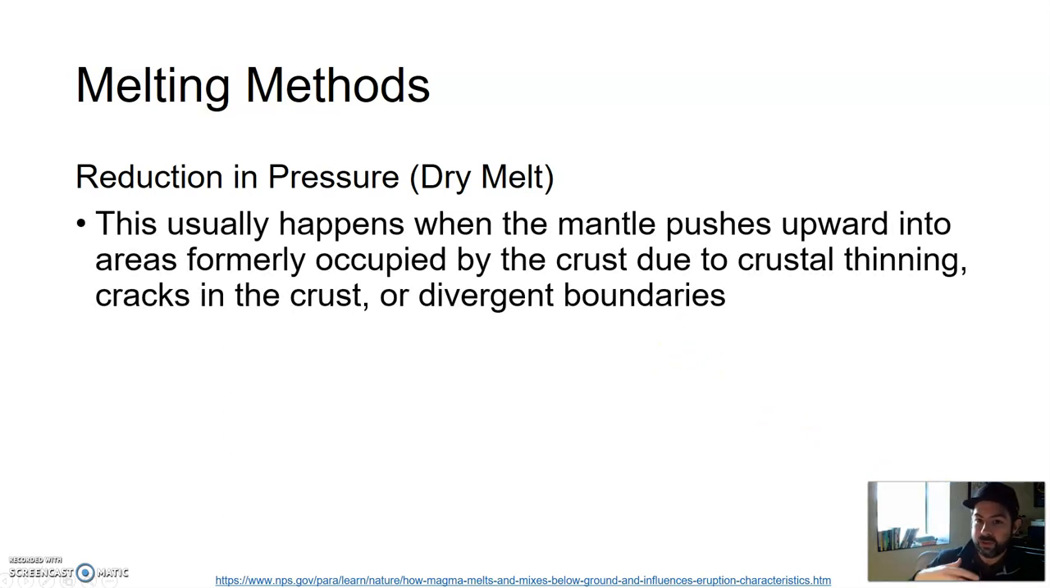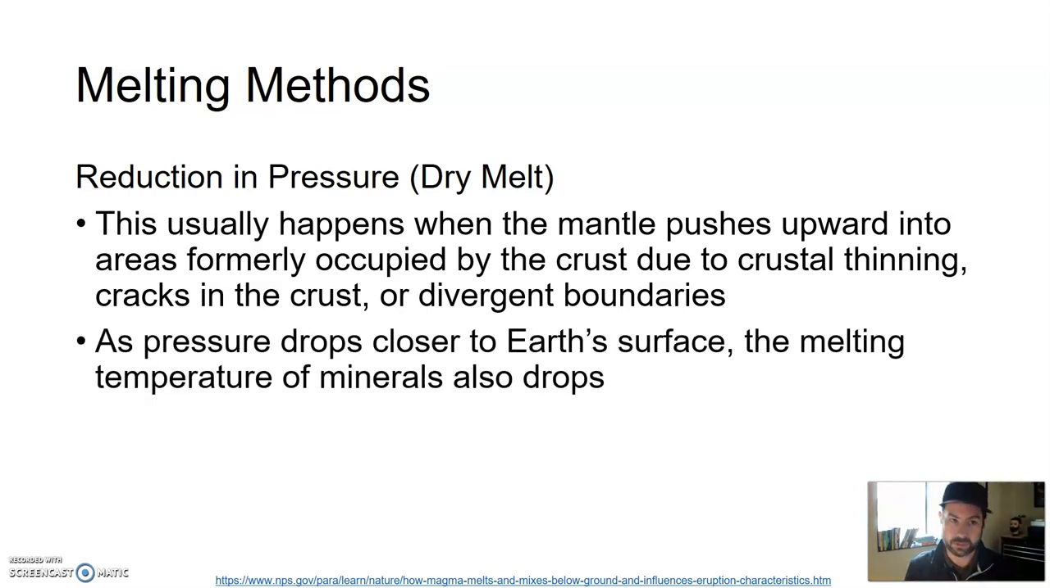So when this mantle material starts to push upward into the areas formerly occupied by the crust due to crustal thinning, cracks in the crust, or divergent boundaries, the pressure begins to decrease. So in a dry melt, we're not adding water. It's the big difference between dry melt and what we're going to see next. The pressure drops because the mantle material is pushing upward into areas formerly occupied by the crust due to crustal thinning, like what happened below Arizona to help our volcanics, cracks in the crust, or divergent boundaries. Again, you're giving a pathway for mantle material to work its way up.